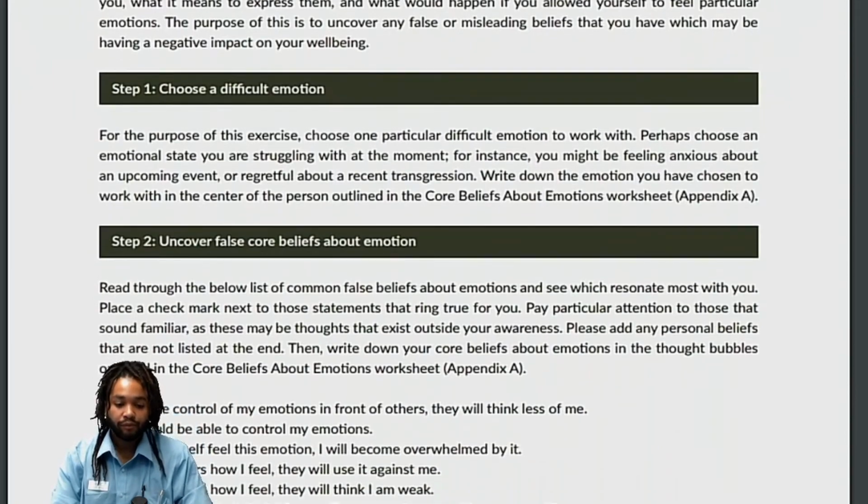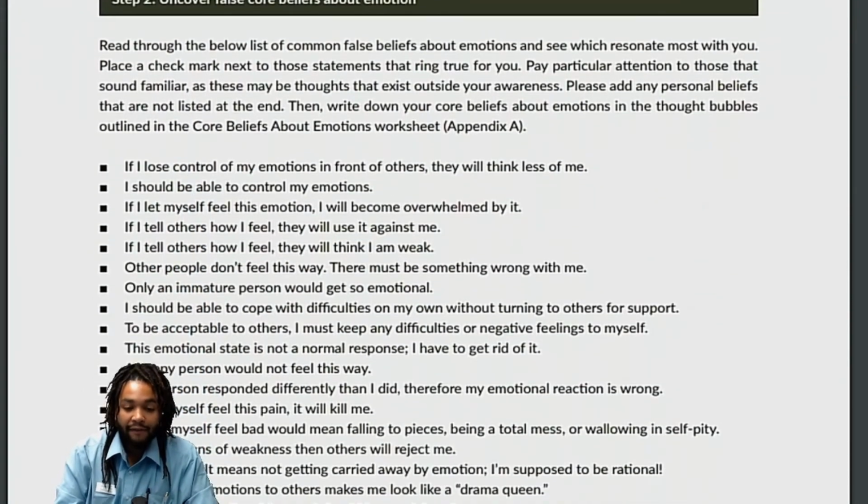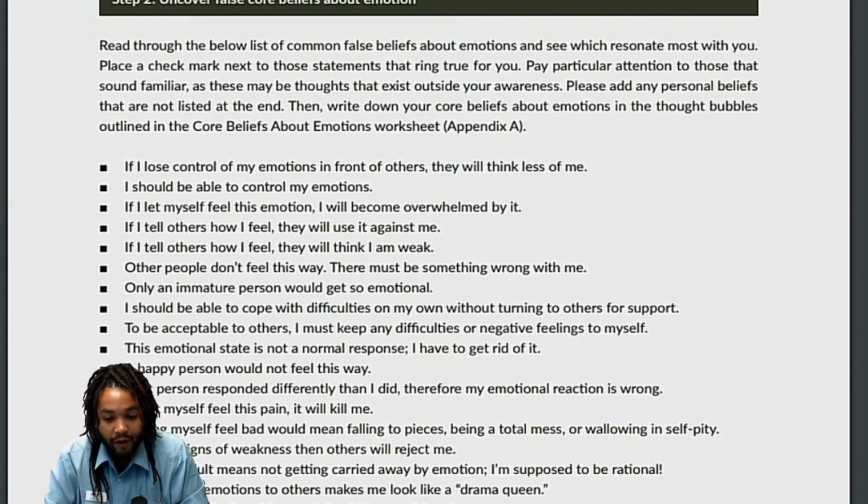So our first one: if I lose control of my emotions in front of others, they will think less of me. I should be able to control my emotions. If I let myself feel this emotion, I will become overwhelmed by it. If I tell others how I feel, they will use it against me. If I tell others how I feel, they will think I'm weak. Other people don't feel this way. There must be something wrong with me.